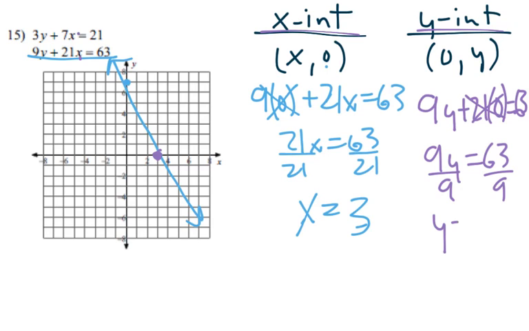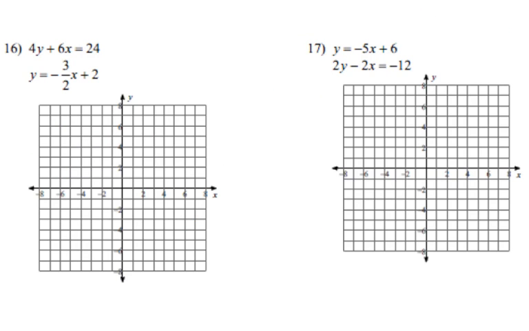So you don't have to use this way. You could have changed these both to slope-intercept form, and you would have found out that they would have been the same line. So we call that infinite solutions. But I just wanted to show you guys there's more than one way to graph these standard form equations.